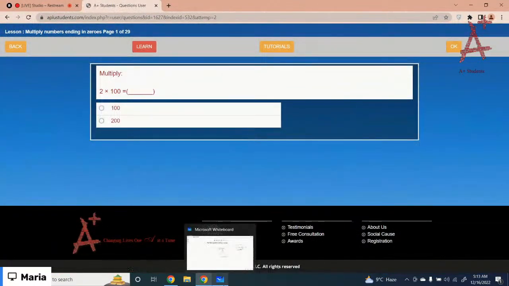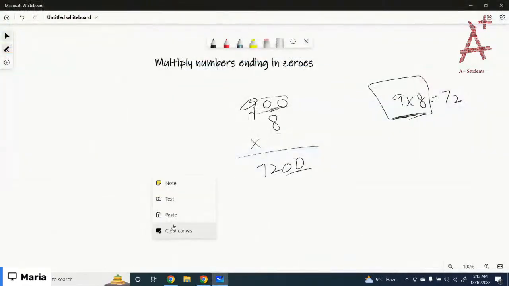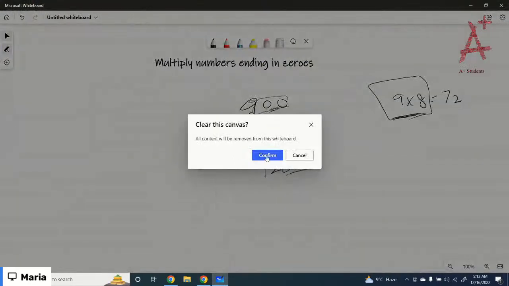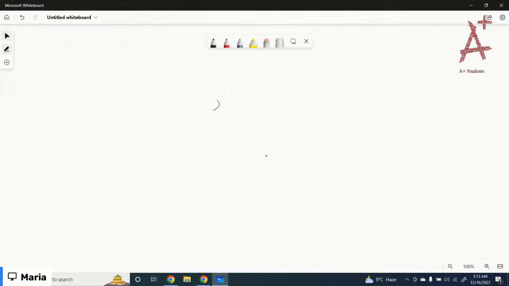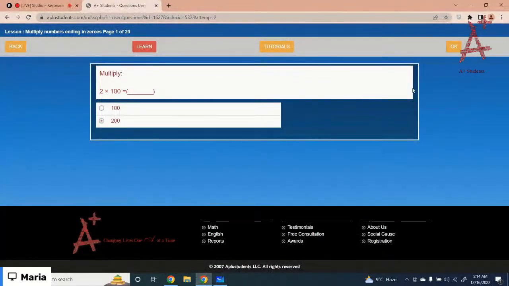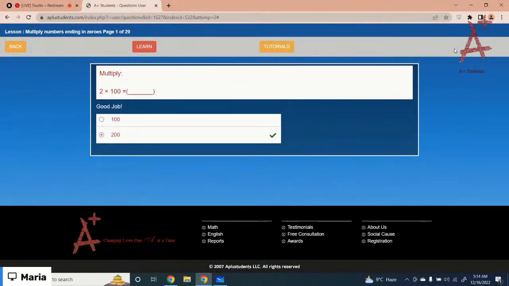Okay, the first one is 2 times 100. So just multiply the non-zero numbers and add the zeros at the end. Got it? So 2 times 100. The non-zero values are 2 and 1. Just do 2 times 1. Sorry, 2 times 1 is 2, not 1. The answer must have two zeros, so you have to add the two zeros at the end. So it would be 200. Got it? The correct option is 200. Just select the correct option and click on the OK button.